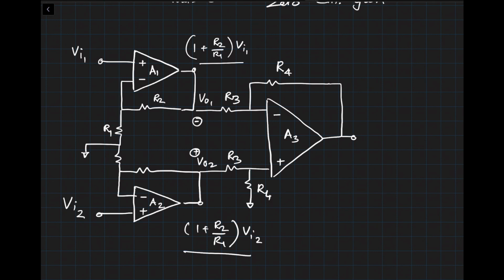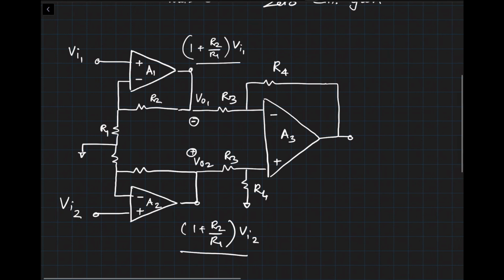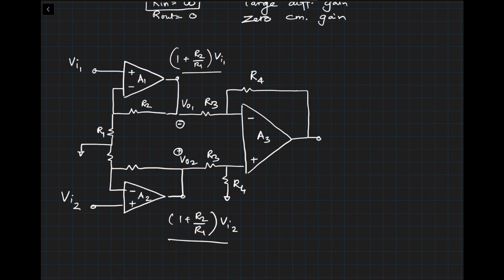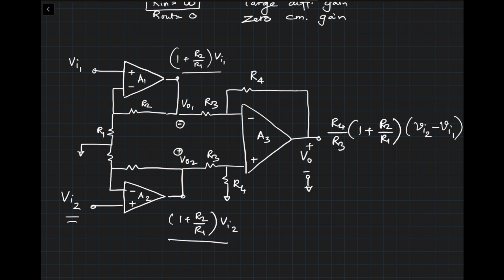So from the previous expression, you can convince yourself the gain at the output would be R4. So this is plus minus VO. Gain would be R4 divided by R3 times 1 plus R2 divided by R1 and times Vi2. This becomes positive input minus Vi1. Okay, and as you can see, this is our differential input VID. Correct?